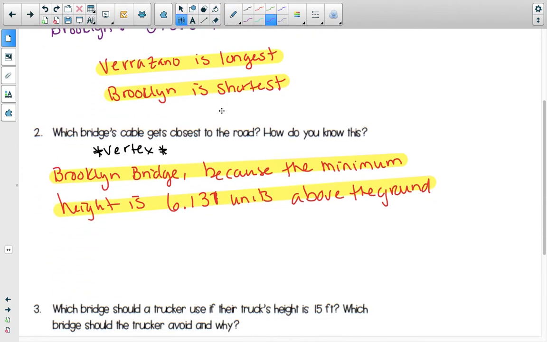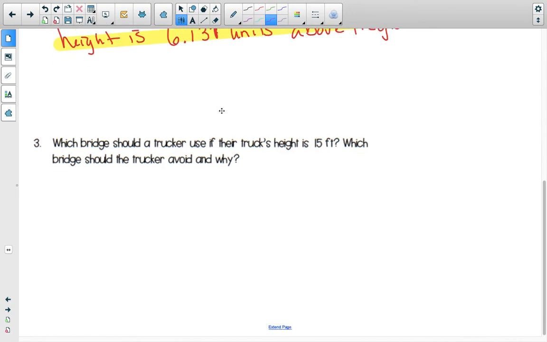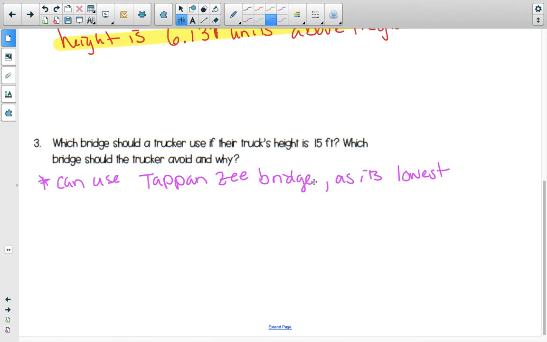So which bridge should a trucker use if their truck's height is 15 feet? They can definitely use the Tappan Zee Bridge, as its lowest point is 60 units above the ground. So they can use that because it's 60 units.